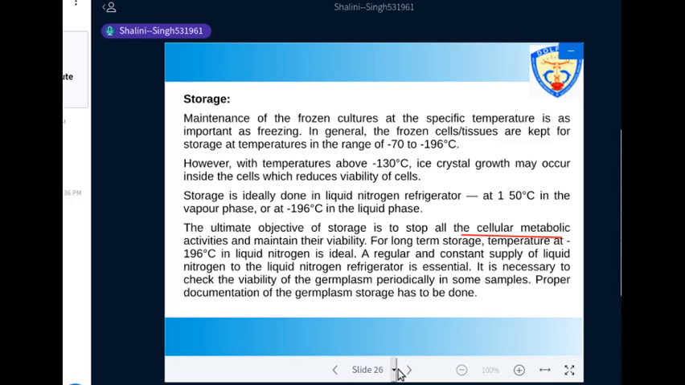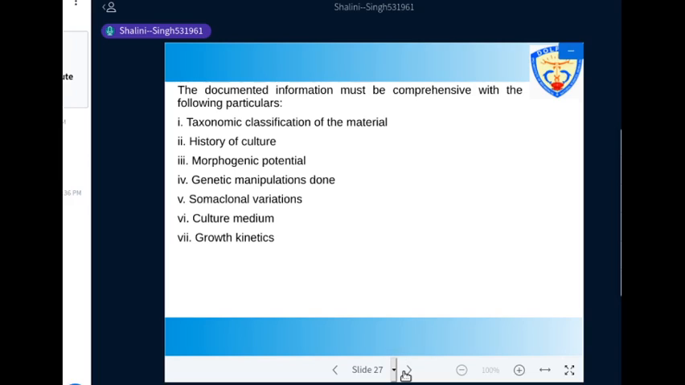Proper documentation of the germplasm storage has to be done here. The documented information must be comprehensive with the following particulars. First, taxonomic classification of the material. Second, history of culture. Third, morphogenic potential. Fourth, genetic manipulations done. Fifth, somaclonal variations. Then culture medium, and the last one is growth.